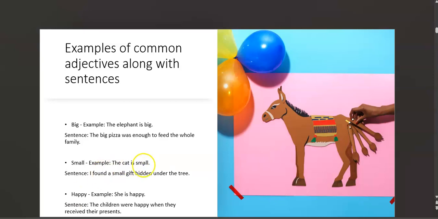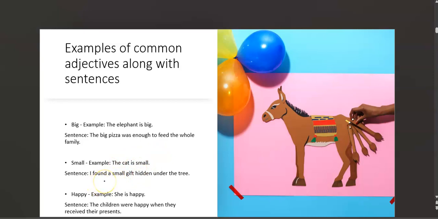Now, the cat is small. The cat is not just any other cat. It's a small cat. There are cats of big sizes. There's a big cat, there's a brown cat, whatever the cat is, but here in this sentence, specifically, it talks about our cat being small.